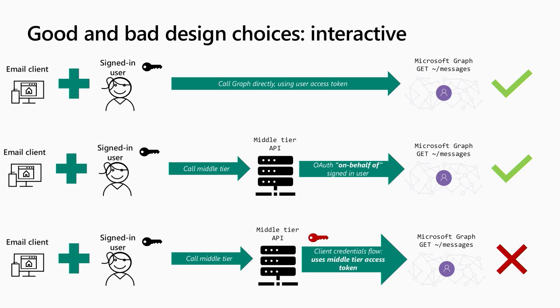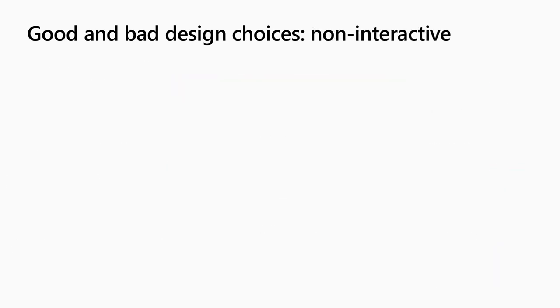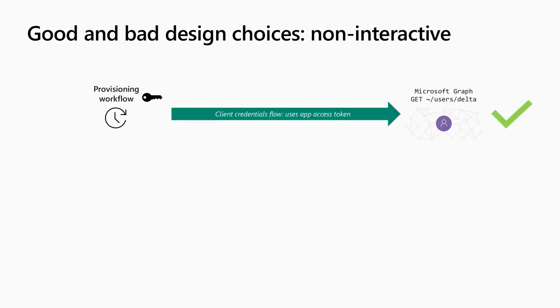So it'll be up to us to make sure that we're not by accident accessing some shared mailbox that this particular user is not supposed to see. So that's the reason to implement it these two ways and not the third way. For non-interactive scenarios, it's simpler.